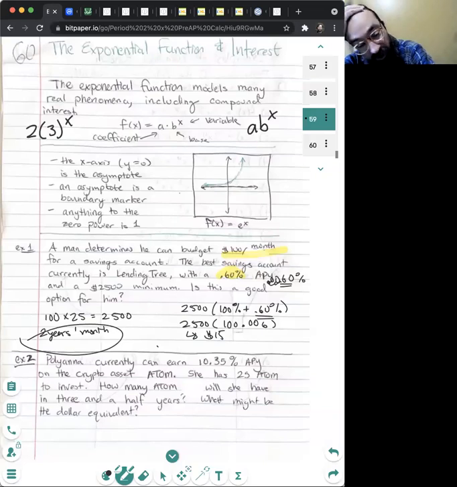We'll look at the second problem. This is Pollyanna. She can currently earn 10.35% APY on the crypto asset Atom. She has 25 atom to invest. How many atom will she have in 3.5 years? And what might be the dollar equivalent?